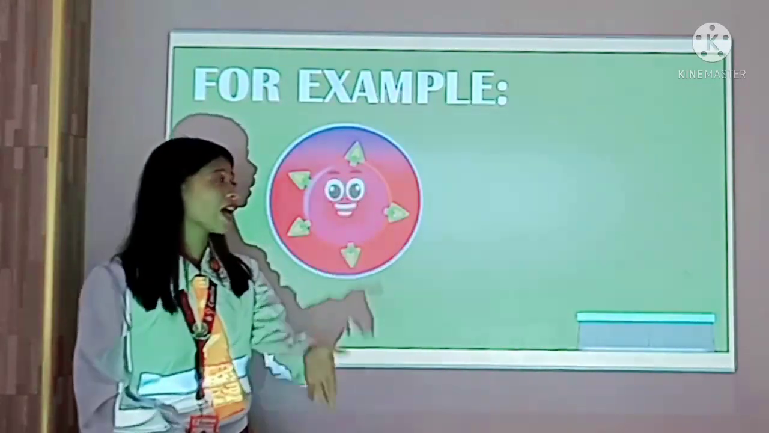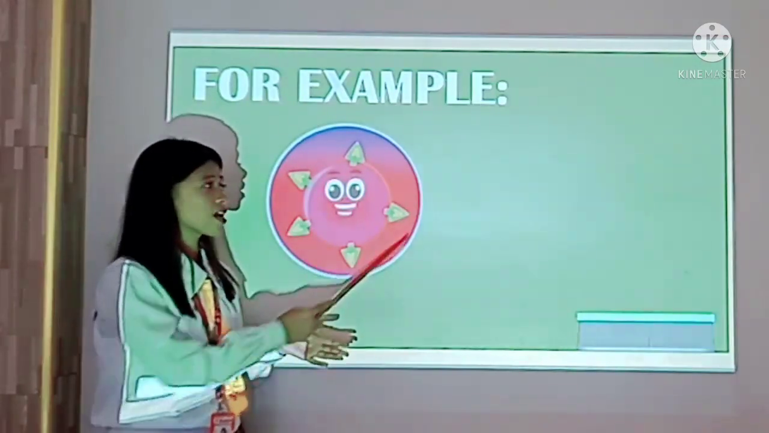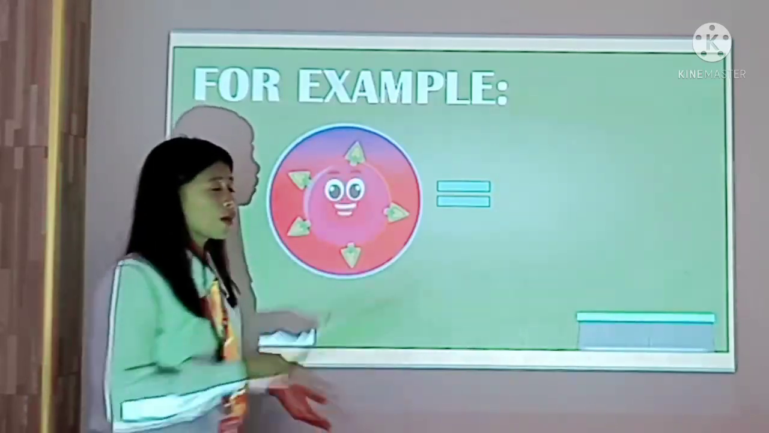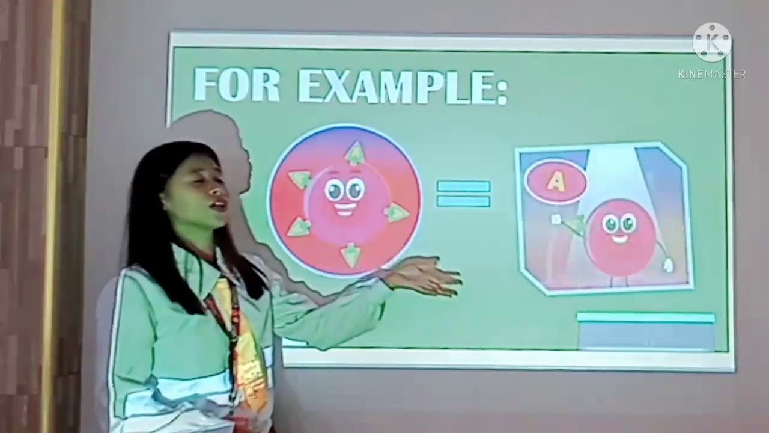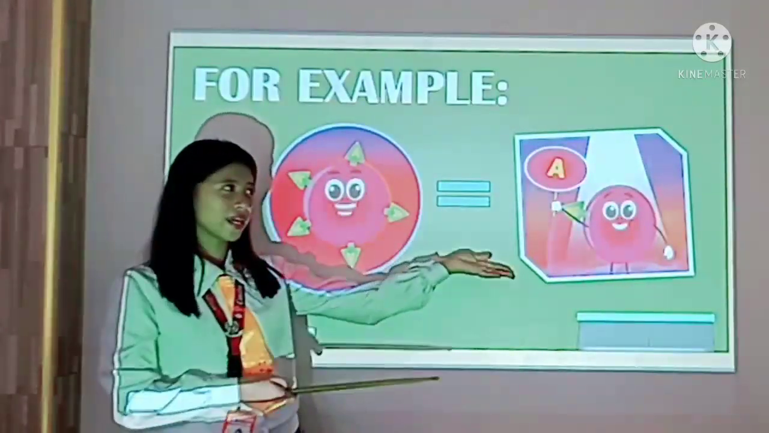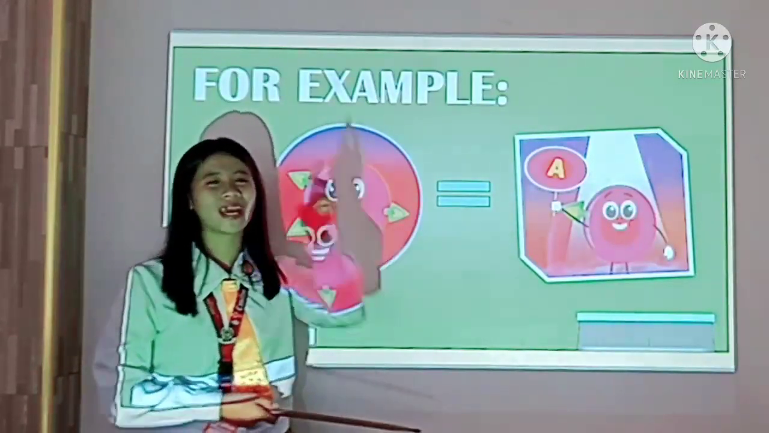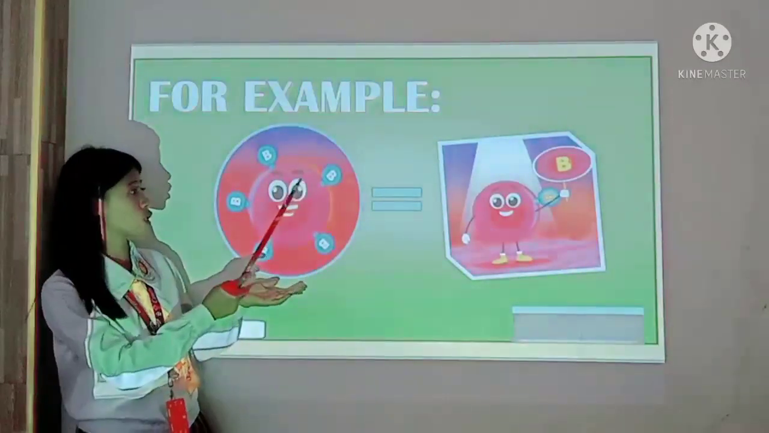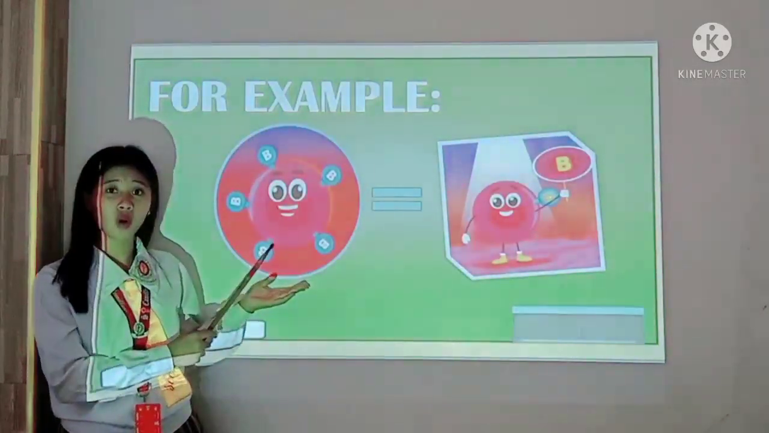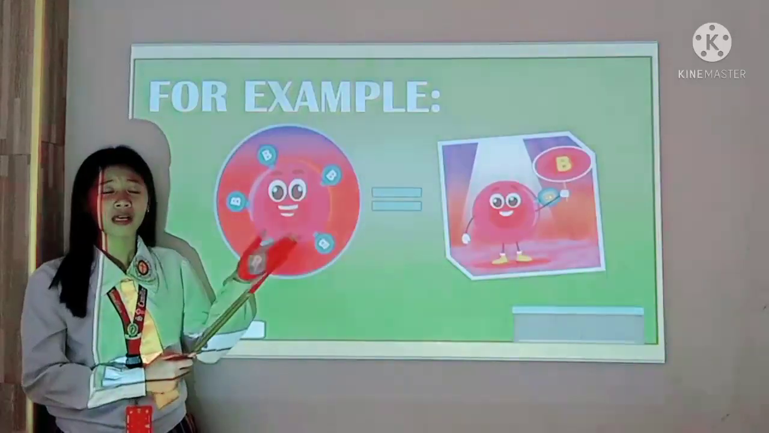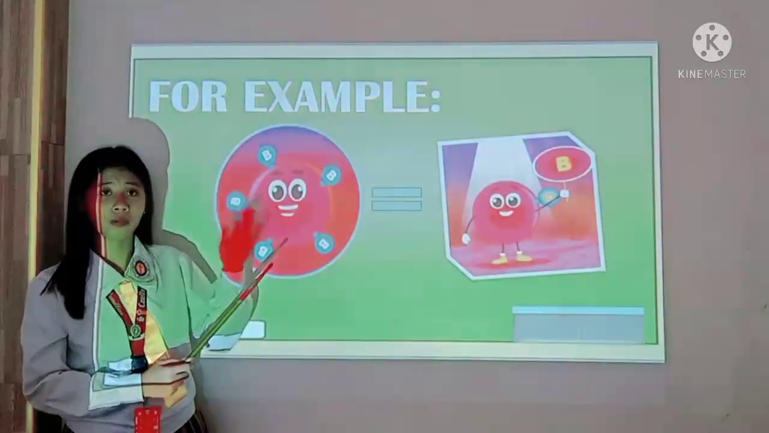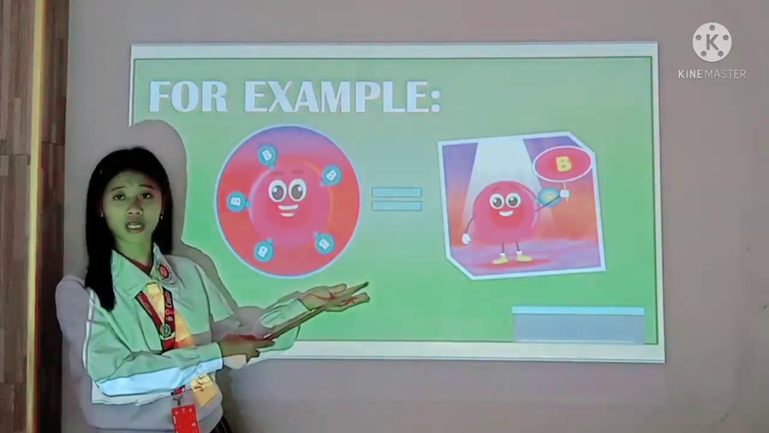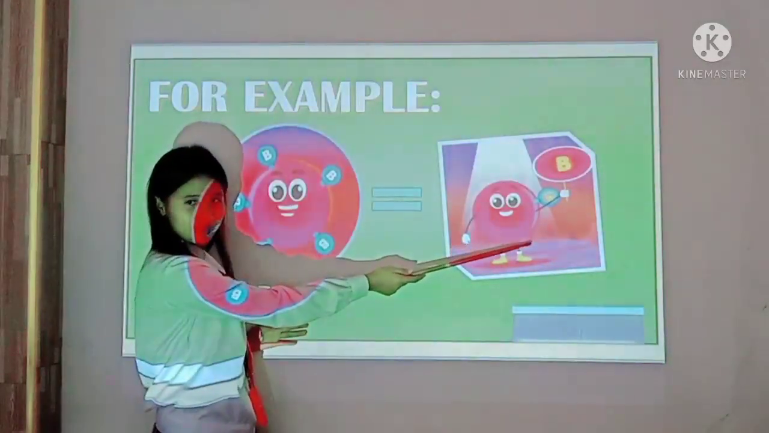Alright, another example. If you have antigen A situated on the outer layer of your cell membrane or in your blood, probably your blood type will be type A. Alright, another example. Have an antigen B on the surface of the blood. Meaning this blood has a presence of antigen B. Of course, the blood type of this person is type B.